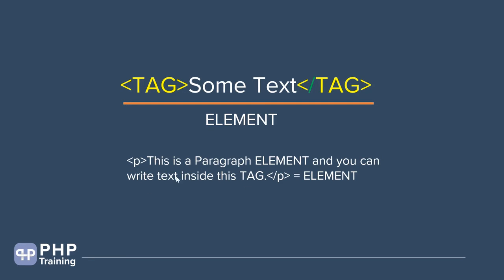So how do you read this? You say this is a paragraph element and you can write text inside this tag. Okay, you can switch between tag and element. So you can say starting tag and ending tag, and then you can even say it's an element. Okay, so that's basically the difference between tag and element. Element is the complete thing, tag is just the opening tag and the closing tag.